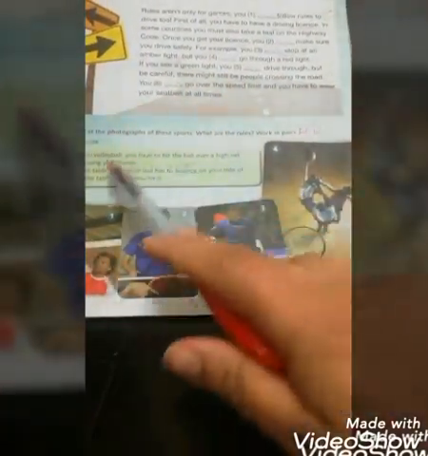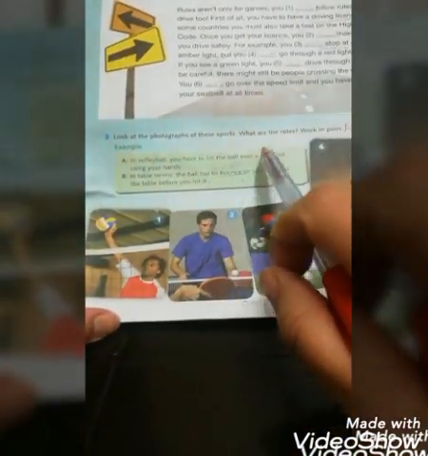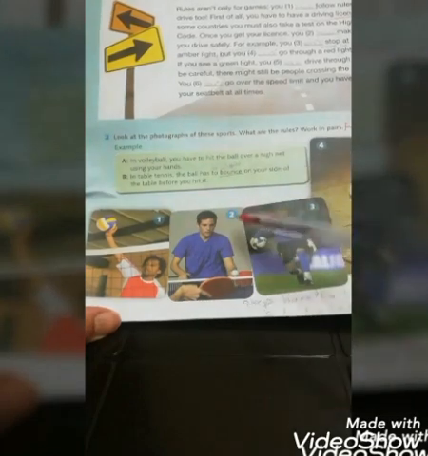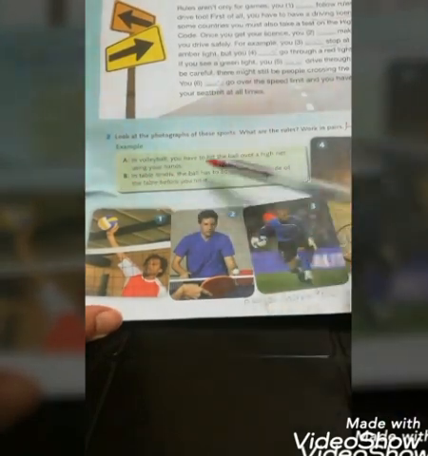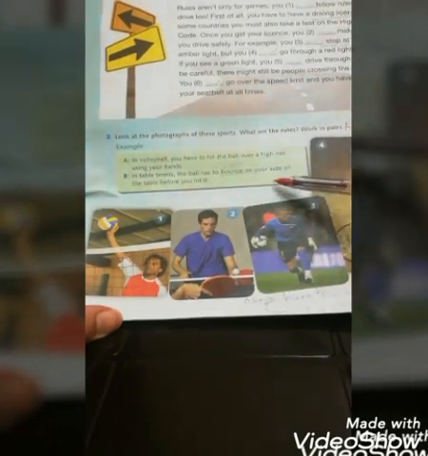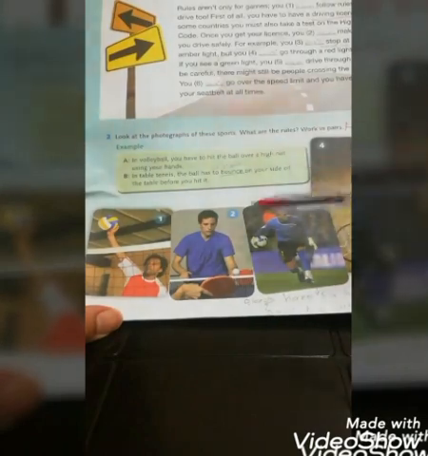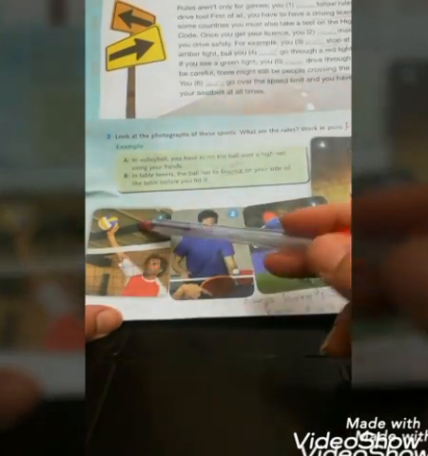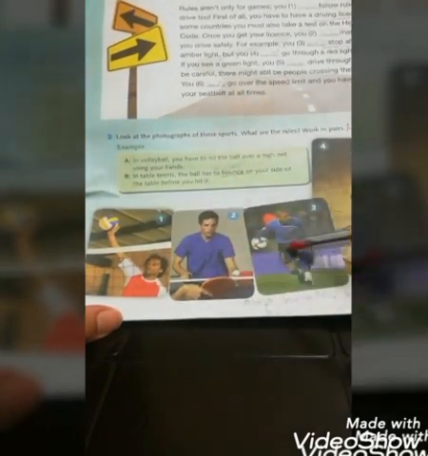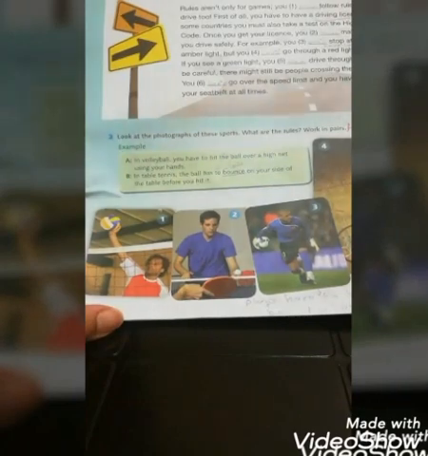We have 2 examples. A. In volleyball, you have to hit the ball over a high net using your hand. This is volleyball. B. In table tennis, the ball has to bounce, يتوازن, on your side of the table before you hit it. Now, I want another rule for handball and another rule for table tennis. One rule, so I need 4 sentences from you. بدي 4 جمل منكم، كل جملة فيها rule about each sport.